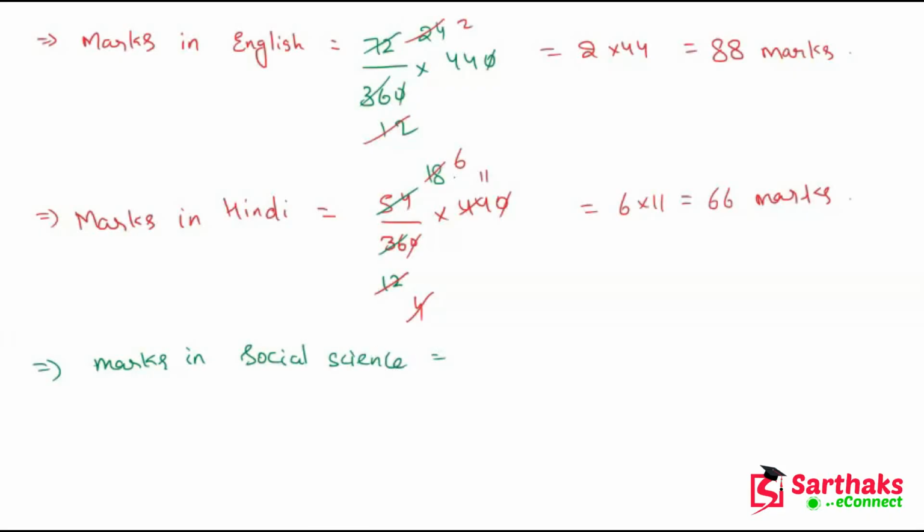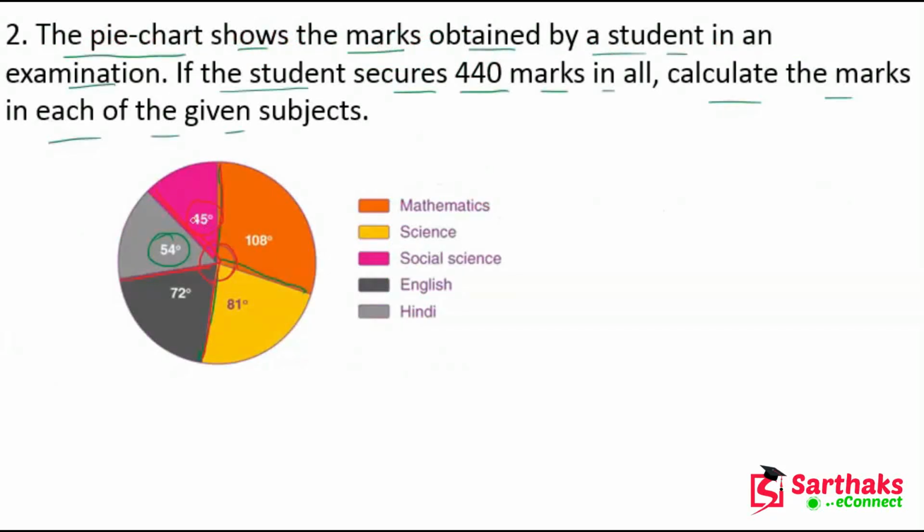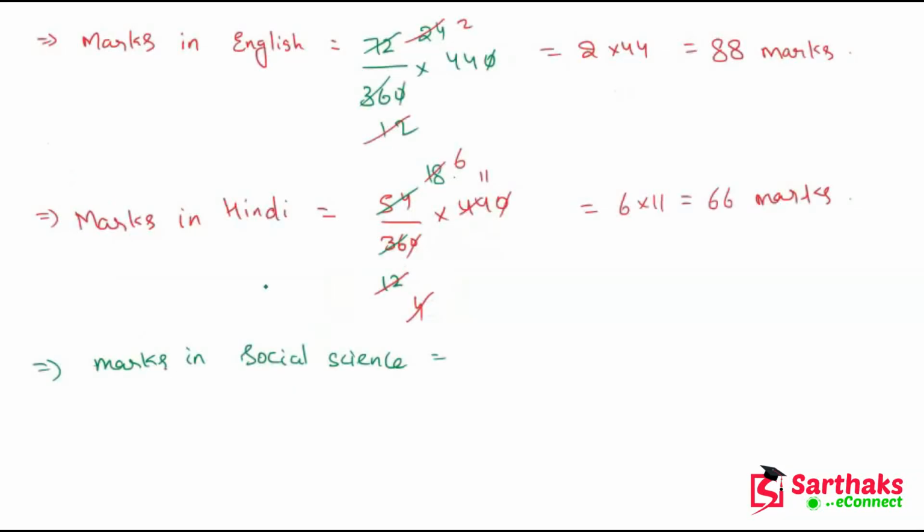Yes, now the last is marks in social science. So again, what is the central angle? Central angle is 45 degree. So this is 45 upon 360 into 440. Again this 0 is cancelled. Again we can divide it by 3. We get 12, and if we divide it by 3, here we get 15. Again we can divide it by 3 in 4 times, and we can divide it by 3 in 5 times, and we can divide 44 by 4 in 11 times. So we get 11 into 5, which is 55 marks.